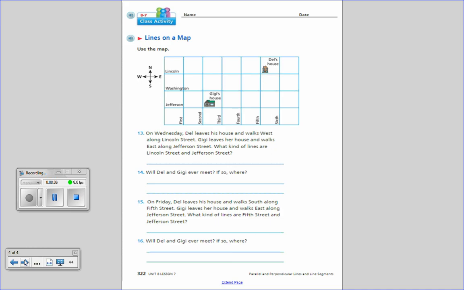So go ahead and turn the page, and we're going to look at lines on a map on page 322. On Wednesday, Dell leaves his house and walks west along Lincoln Street. Gigi leaves her house and walks east along Jefferson Street. What kinds of lines are Lincoln and Jefferson? Well, we know that, right? They're parallel. Will Dell and Gigi ever meet? I hear you saying, no way, Mrs. Crane. They won't meet because parallel lines never cross, never meet.